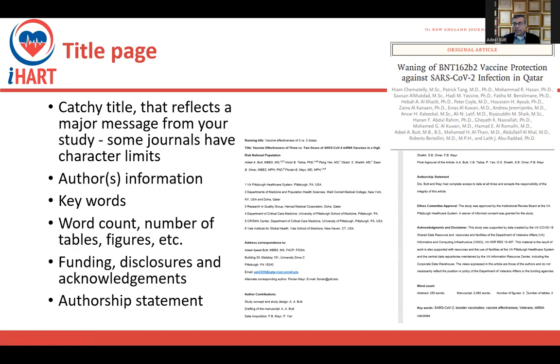It doesn't give the results of that, but enough for a reader to determine if he or she is interested in reading this paper. Some journals have character limits, so you should again adhere to that.